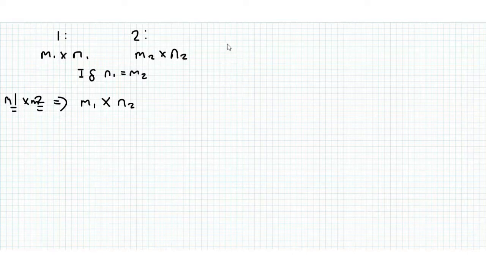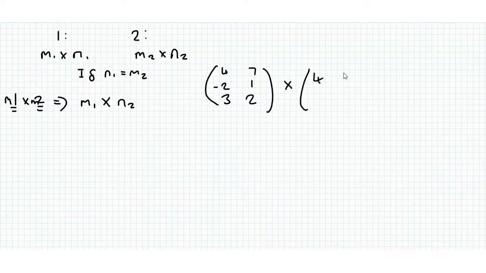So let's take two matrices and multiply them together. So we're going to take the matrix 4, 7, minus 2, 1, 3, 2, and we're going to see if we can multiply this by 4, 5, 0, 1. So the first thing to do is check the dimensions. This is 3 by 2, this is 2 by 2, so we've got 2 here, 2 there, so we can multiply these together, and the result we're going to get is a 3 by 2 matrix.